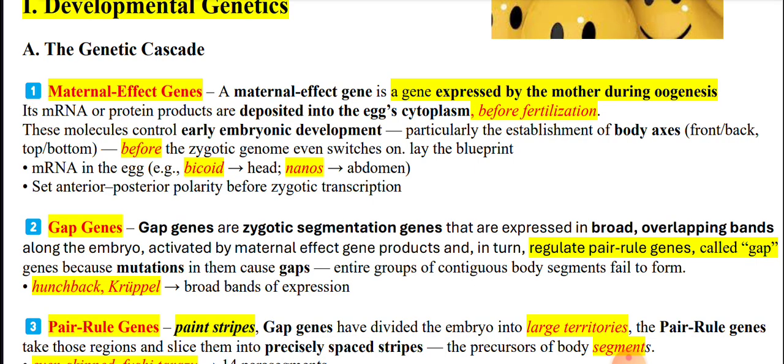And the name gap. It comes from what happens if they're mutated. If you lose a gap gene, you don't just lose a tiny bit. You lose whole chunks, entire groups of adjacent body segments. It leaves a literal gap in the body plan. Okay, so big regions established. Then we need more detail.